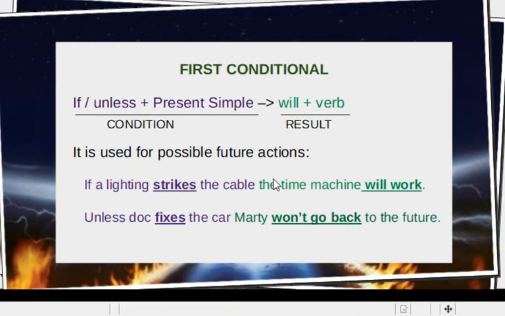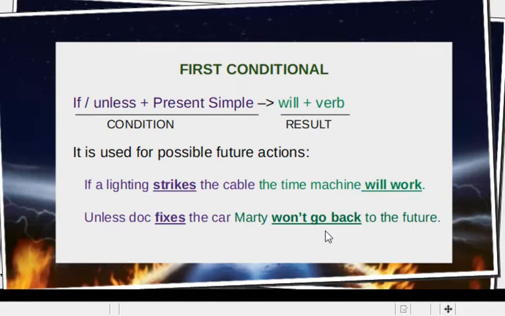So let's start with the first one. The first conditional is used to introduce possible future actions that are quite likely to happen if we meet the condition. So the condition is easy to meet, and if we meet the condition, something is going to happen, and it's quite certain.